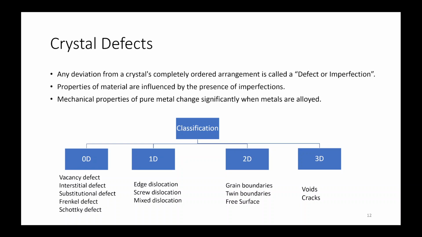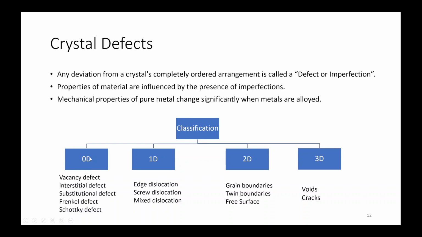And your second chapter is crystal defects. Firstly, classification of crystal defects. Any deviation from the crystal's completely ordered arrangement will be called a defect or imperfection. Properties of materials are influenced by the presence of imperfections, and mechanical properties of a pure metal change significantly when metals are alloyed. So firstly, classification is based on their dimensions.